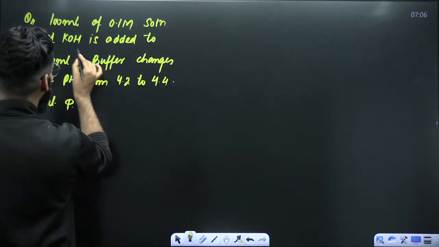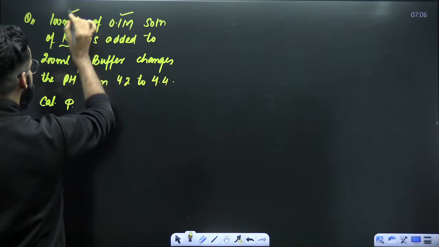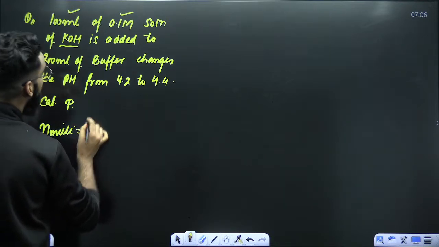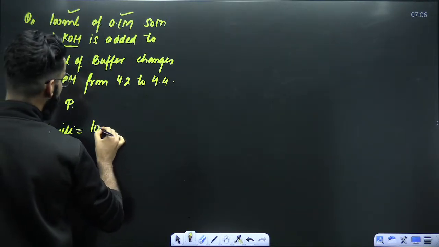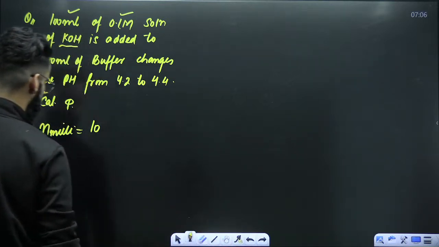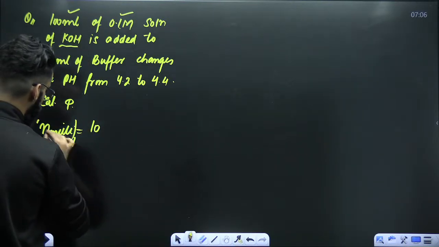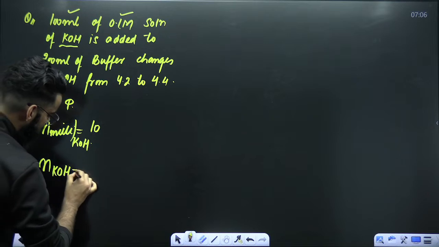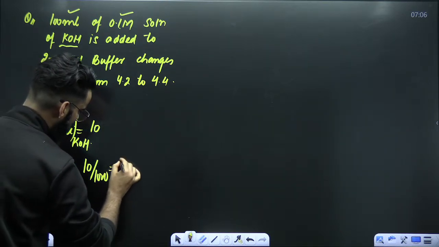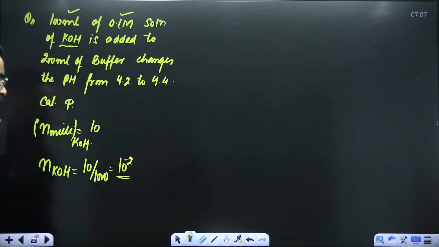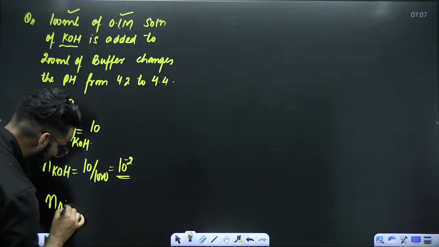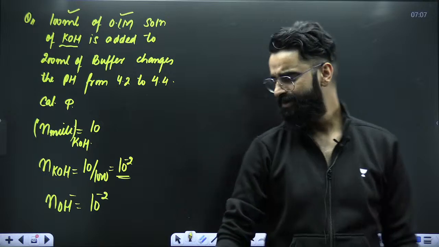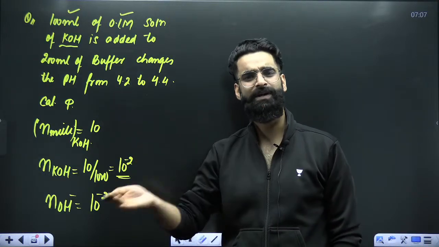As per the question, you are adding KOH, whose molarity is this, volume is this, right? So if I ask you how many millimoles of KOH you are adding, molarity multiplied by volume in ml, so you are adding 10 millimoles of KOH. How many moles of KOH? Millimoles divided by 1000, so it's 10 raised to minus 2. So if I ask you how many moles of OH negative you are adding, you'll directly say 10 raised to minus 2, because KOH dissociates as K positive plus OH negative, 1:1:1 stoichiometry.